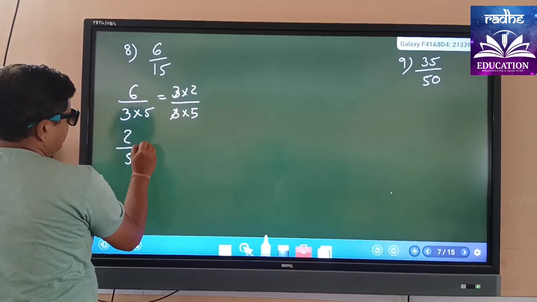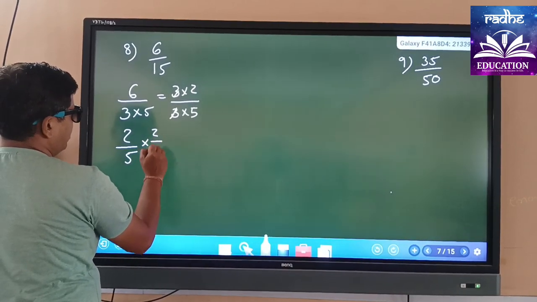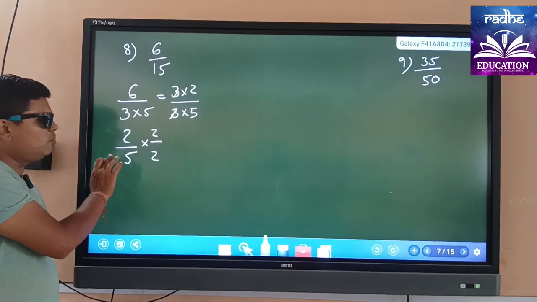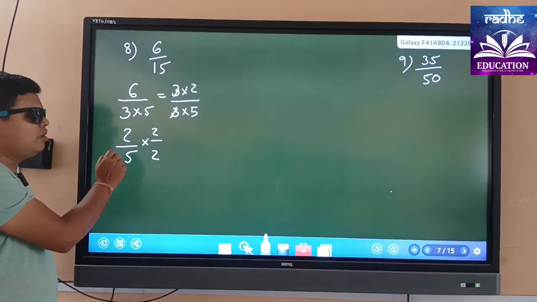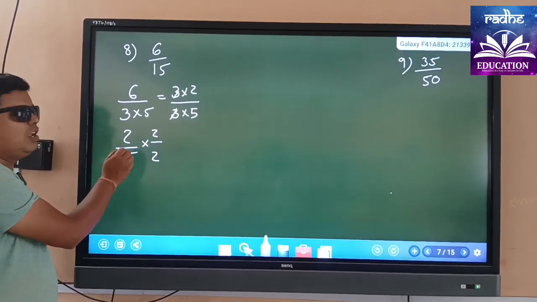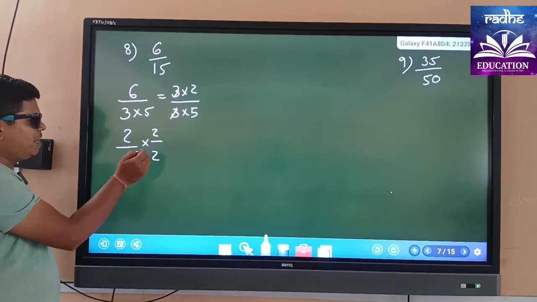So here 5 is there, we do not have 2, so we multiply and divide by 2. In the decimal, the numerator can be anything, but the denominator must be either 10, 100 or 1000, so we have to convert. 5 is there, we have to convert it into 10. So we multiply and divide by 2.